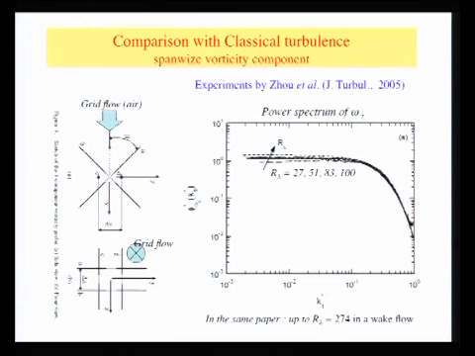It is not exactly what we are measuring in liquid helium, but still, it is interesting to see that when you increase the Reynolds number, in the low k region, the spectrum looks rather flat or slowly decreasing. And in the same paper, they present data up to Reynolds number 274, and you still have the same tendency. The spectrum is flat or slowly decreasing here.